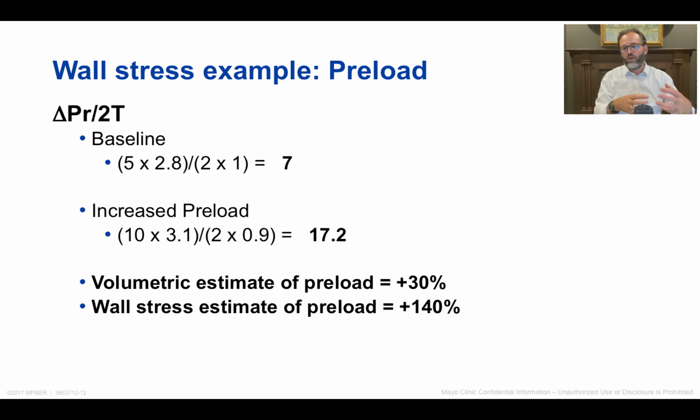But when we take the wall stress as an example of estimating preload, what we see is roughly a 140% increase in the amount of stress that's generated in that left ventricular free wall. So actually what we have is a dramatic and disproportionate increase in, quote, preload, stretching, filling, however you want to define that, but ultimately that being a more reliable and predictable estimate of the amount of preload being placed on the left ventricle or right ventricle during that diastolic phase.